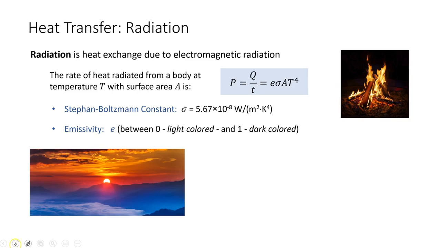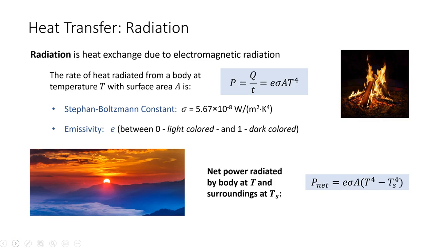Okay, and so this equation tells us about the rate at which heat is radiated from a body, but that body is often going to be in some surroundings that are at temperature Ts. And so sometimes we want to know the net power radiated by the body when it's in some surroundings at temperature Ts, rather than the total power that's emitted by the body. Okay, and so in that case, we can measure the net power radiated by the body as the emissivity times the Stefan-Boltzmann constant times the surface area of the object, multiplied by the temperature of the object raised to the fourth power, minus the temperature of the surroundings, Ts, also raised to the fourth power.